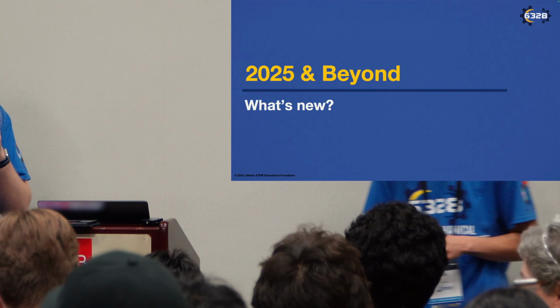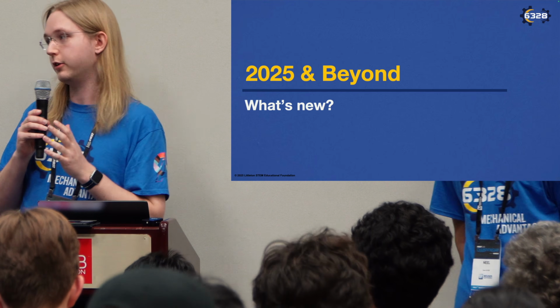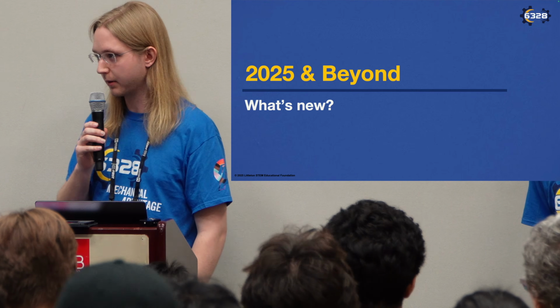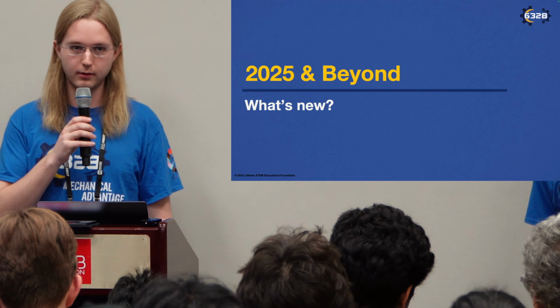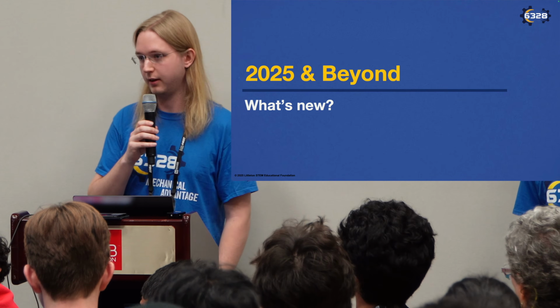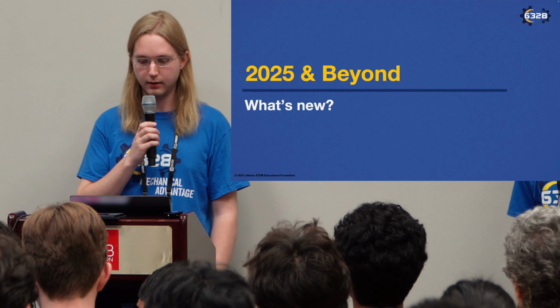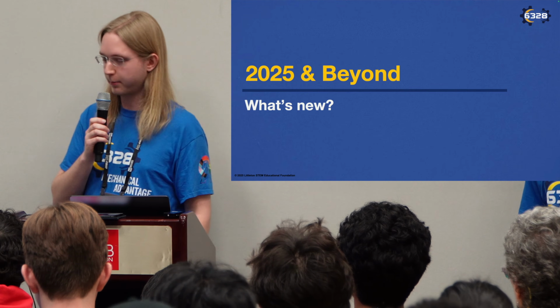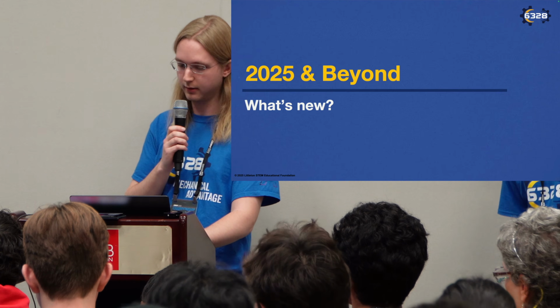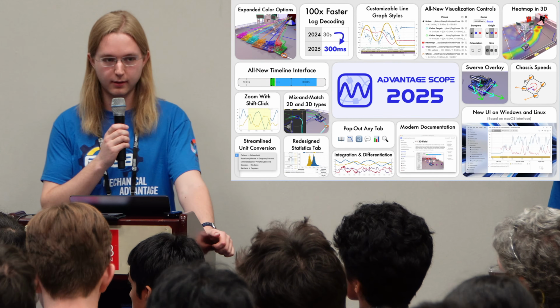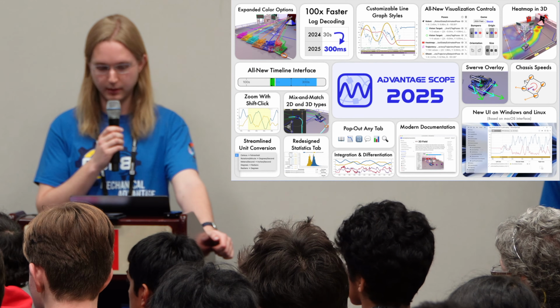Okay. So we're always working on new features for AdvantageScope, ways we can make it better. The general timeline here is that we release a beta version of AdvantageScope every fall, so teams can try out the new features, and then we have a final stable version that we release at kickoff. So let's take a look back quickly at what we added this year and where we're going next. So here, these are some of the new features in AdvantageScope in 2025.